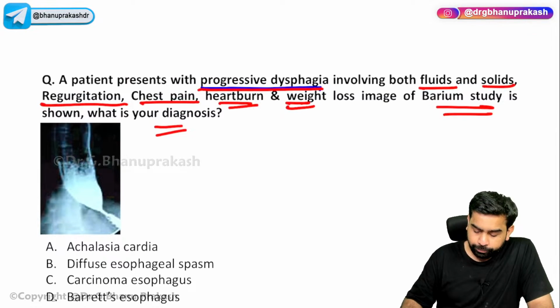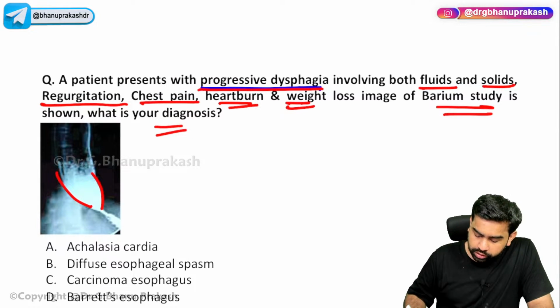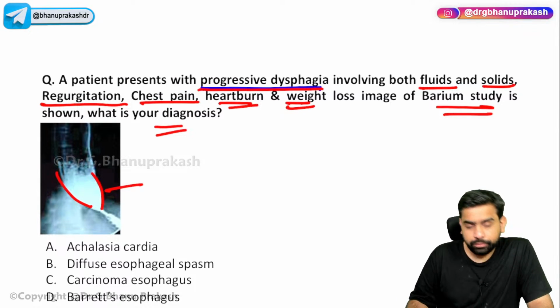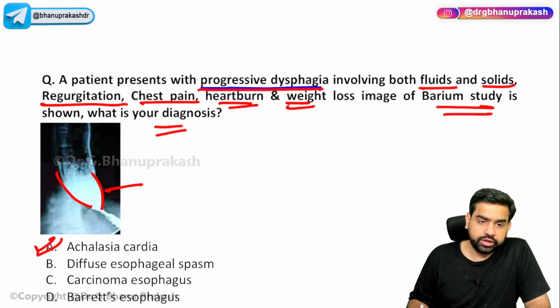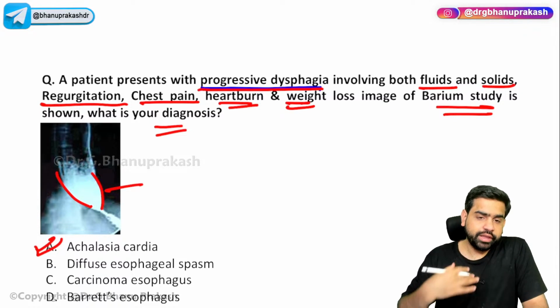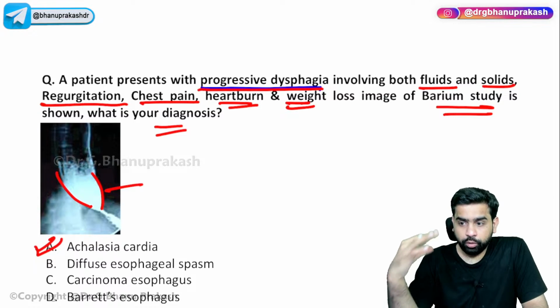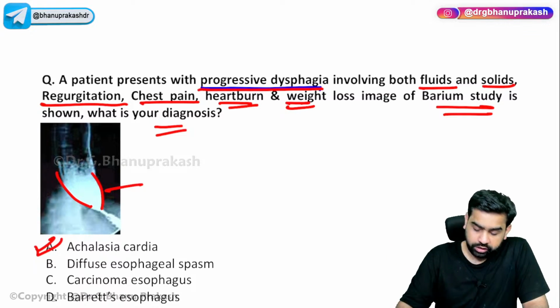So obviously it's one of the simplest kinds of questions. What is this? This is a bird's beak appearance. Okay, pencil tip, bird's beak, rat tail appearance, whatever you want to call it. So this is achalasia cardia. Now, if they wanted to mark it as achalasia cardia, what would they give you in the history?